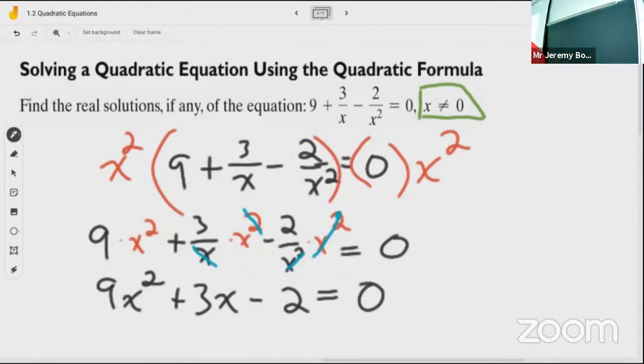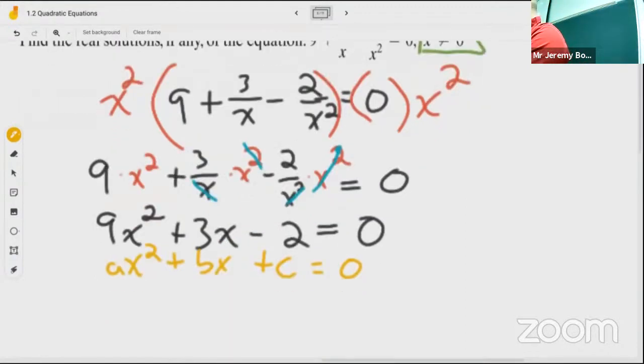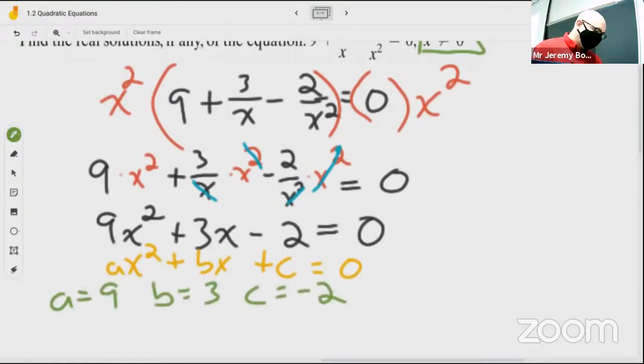Okay. So now we have it in the form we want. This is ax squared plus bx plus c equals 0. Got it in our form. Questions on that? All right, so first let's label our stuff. A is 9, B is 3, and C is -2. Remember to keep the signs with them.